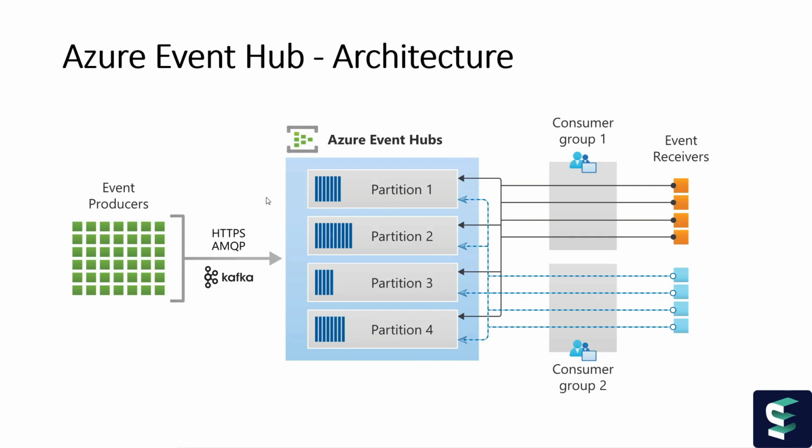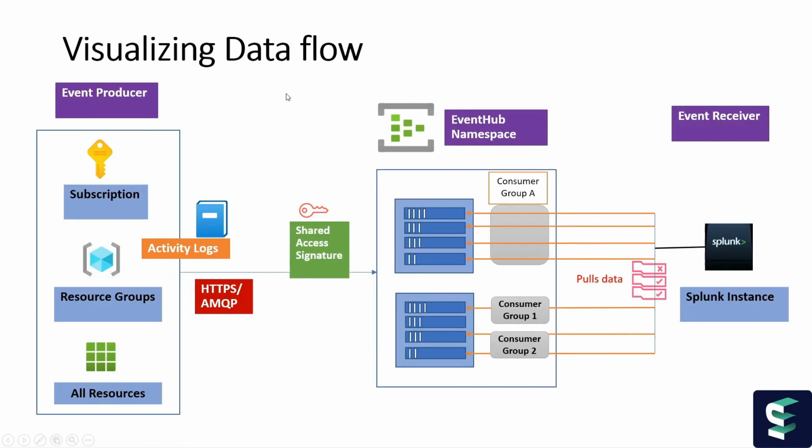So in short, the data is sent to the Azure Event Hub. The event receiver, in this case Splunk, will reach out to the Event Hub, authenticate itself, and pull the data. Hope you're clear. Now let us visualize how the data flow takes place from the Azure subscription to the Splunk side.